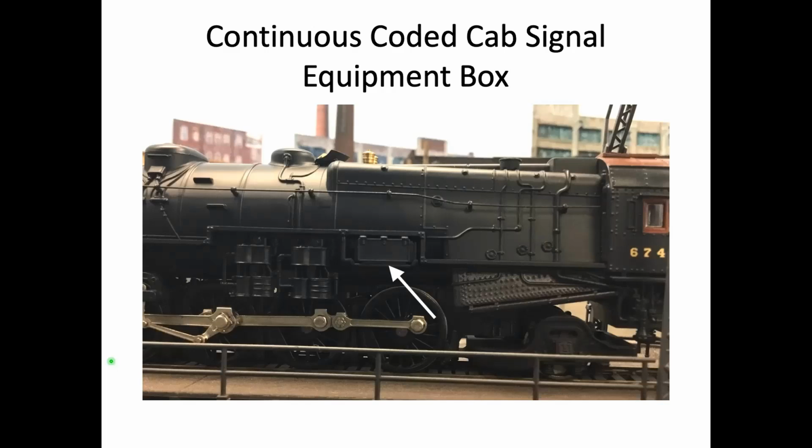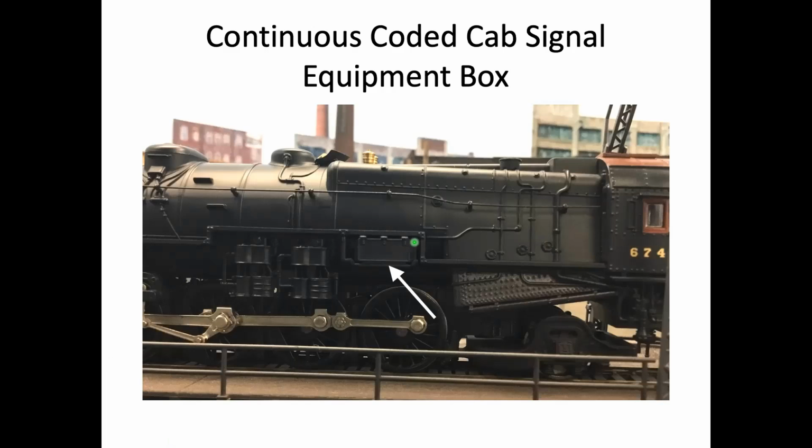A code pulse of 180 pulses per minute caused the system to display a clear indication. 120 pulses per minute gave an approach medium indication, while 75 pulses per minute indicated approach. And the absence of a code caused the bottom restricting light to be displayed. These pulse rates had been selected so that they were not harmonically related and thus have the potential to confuse the system and give a false indication. With this system, the engine men were continuously given real-time status of the track ahead.